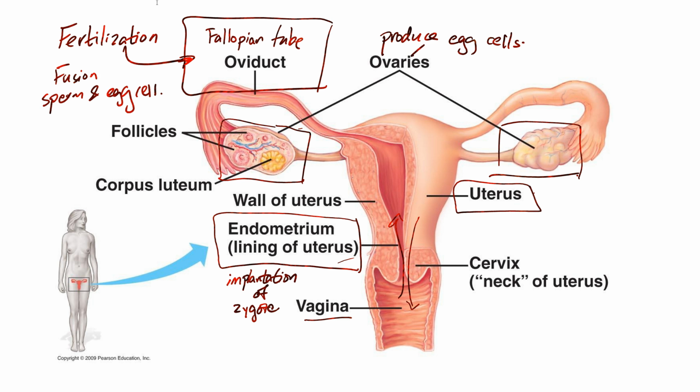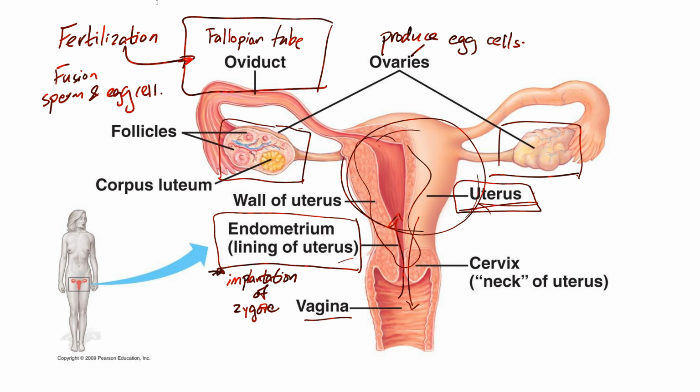Once the egg is fertilized, the egg will then move to the endometrium. The endometrium, or the wall of the uterus, will become thicker and thicker in order to prepare for the arrival of the fertilized egg, so that the fertilized egg can then be implanted there. So implantation happens at the endometrium in the uterus, and then the baby will start growing in this area, which is the uterus.